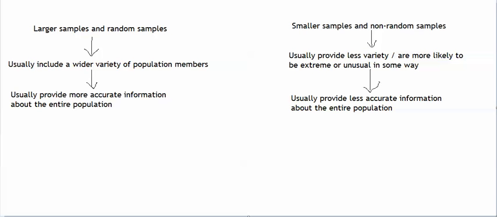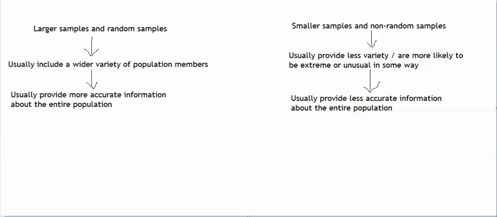What I wrote on the board is a summary of what we just talked about. I said that you want to have a wide variety of people in your sample so that you'll get accurate information about the entire population. The reason why you want to have a wide variety of people is because you technically want to have something called a representative sample. A representative sample is a sample that has the same mixture of people as the entire population.